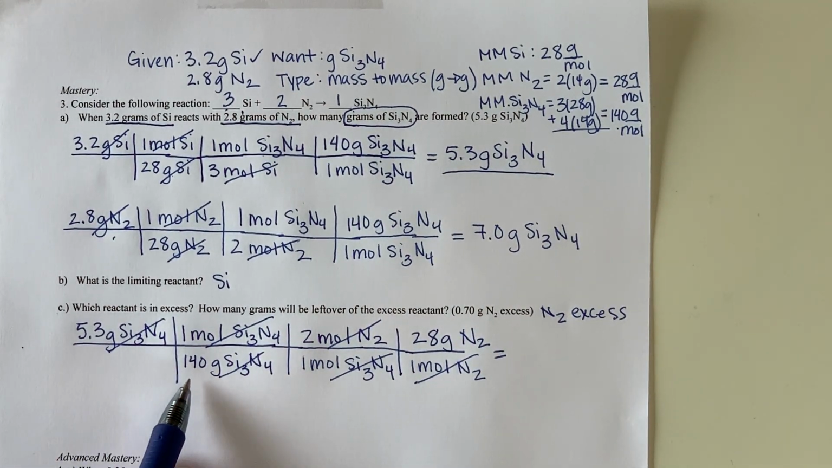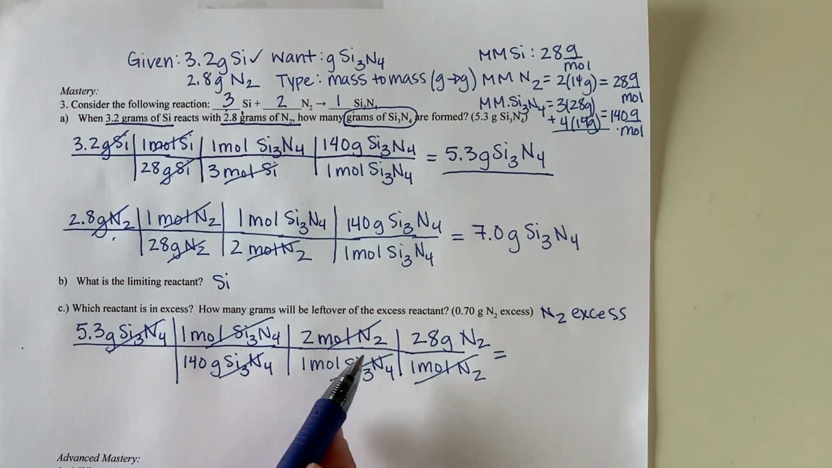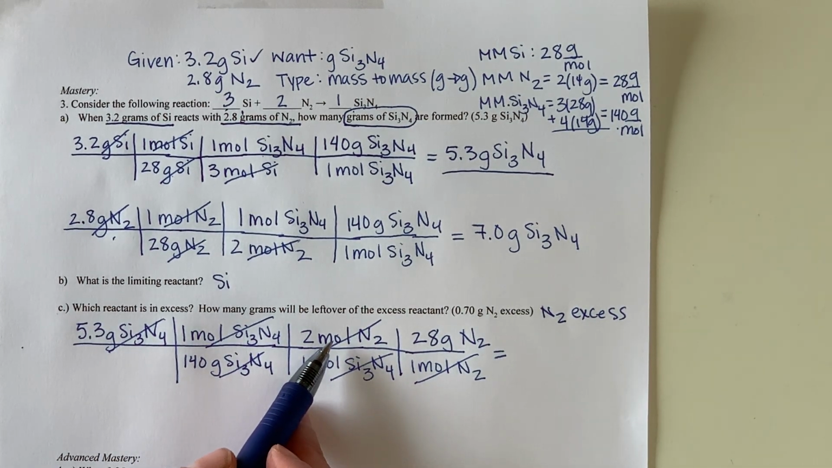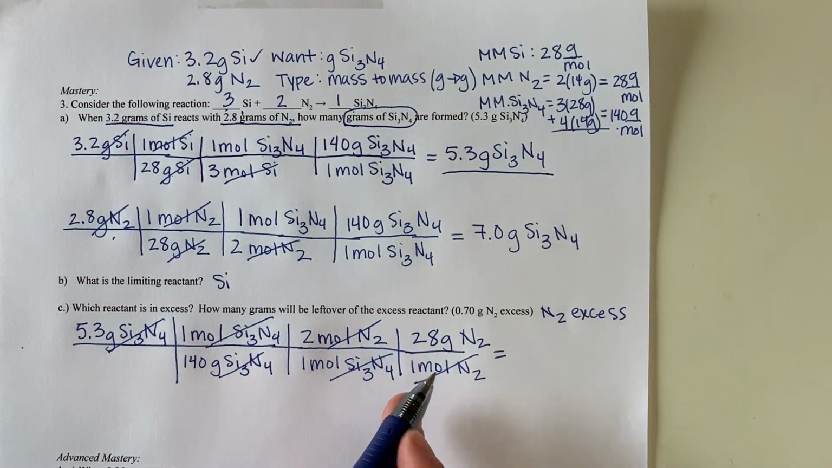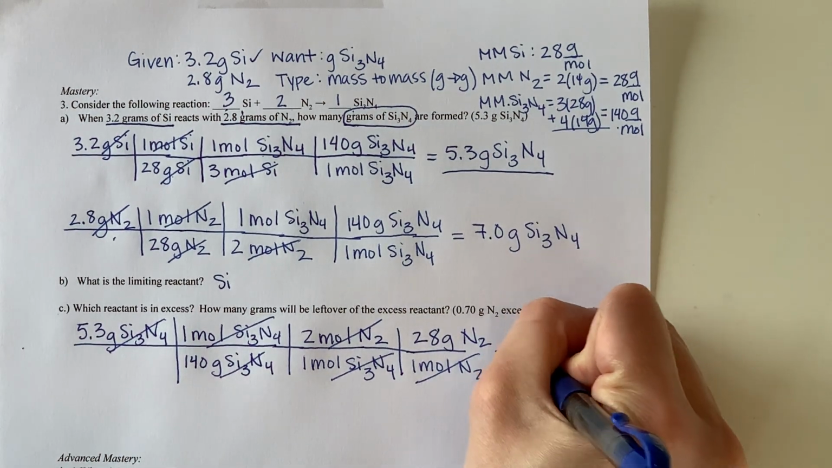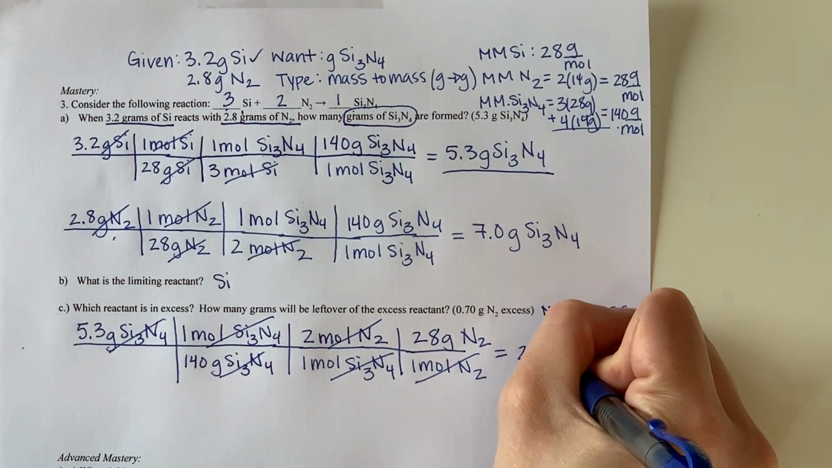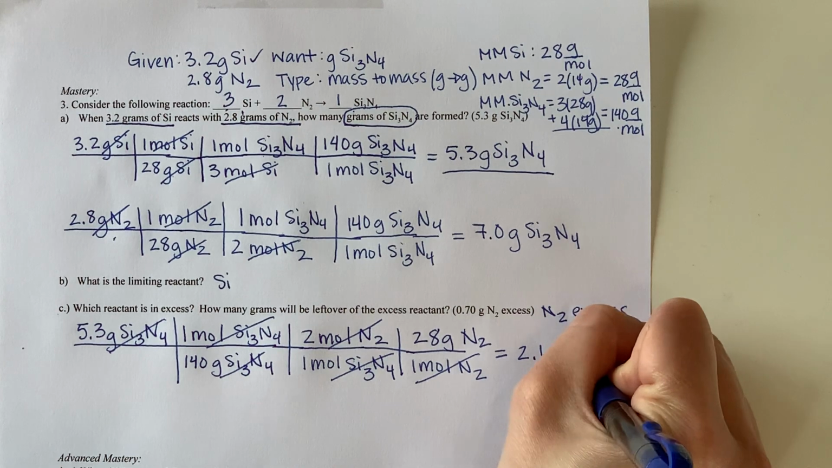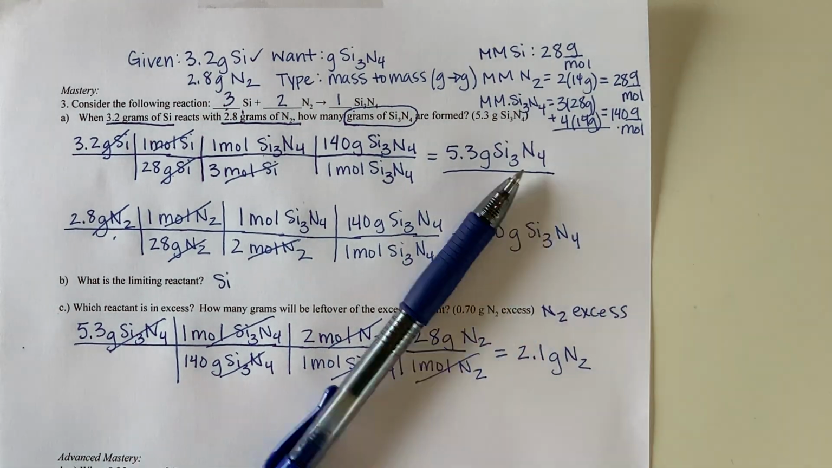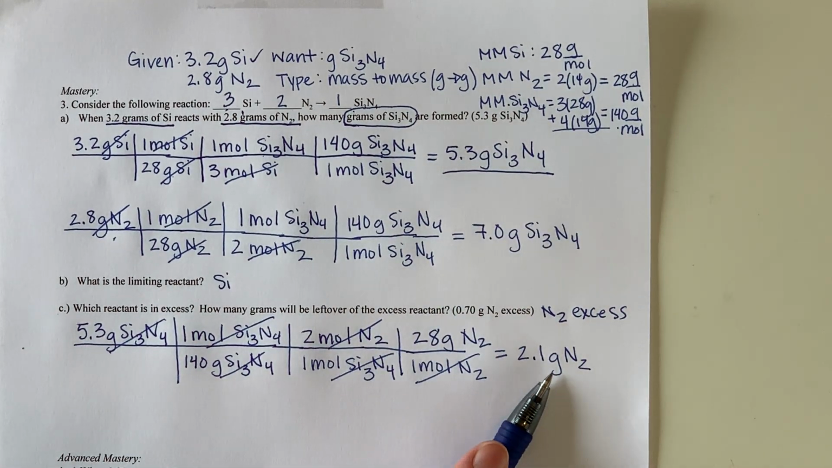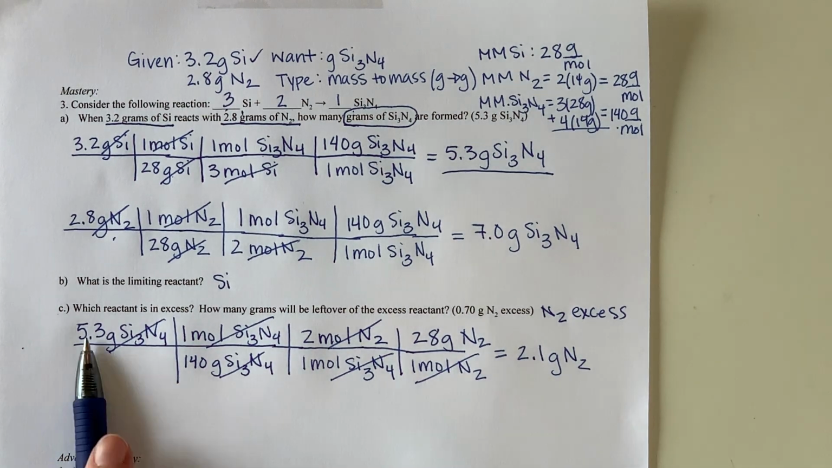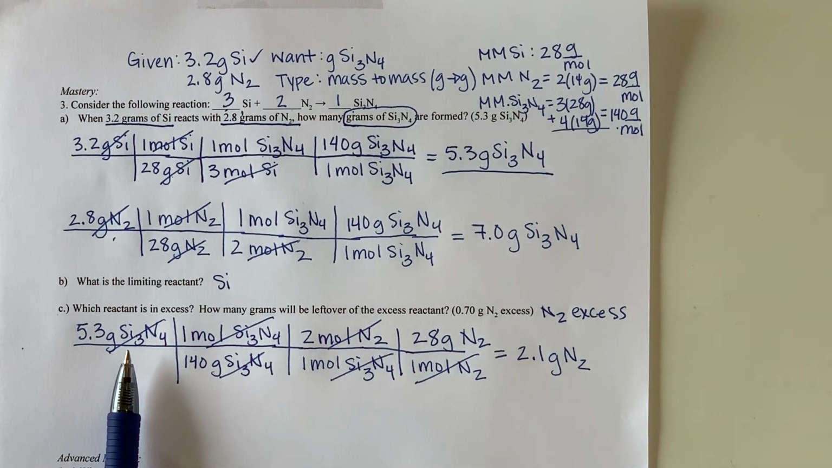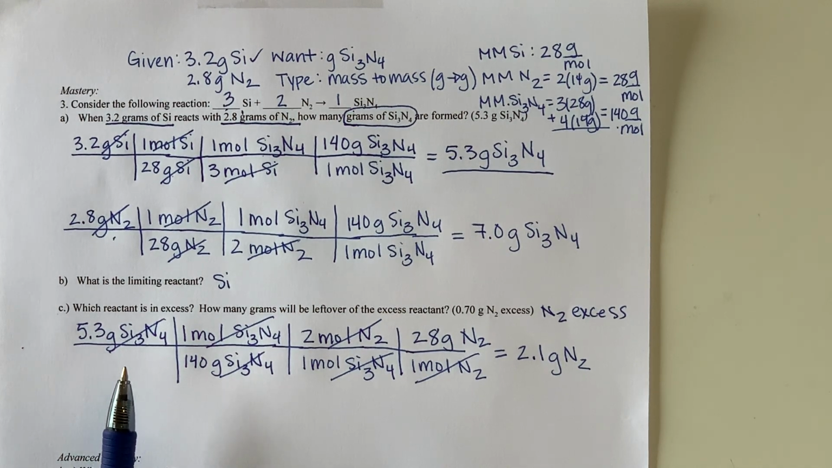That means I'll be left with grams of nitrogen. 5.3 divided by 140, hit enter, multiply by 2, hit enter, multiply by 28. That should give you 2.1 grams of nitrogen. Now what that really means is that's the amount of nitrogen that you need in order to make 5.3 grams of Si3N4. You don't need any more of that.